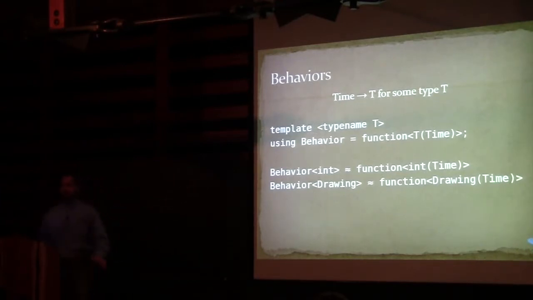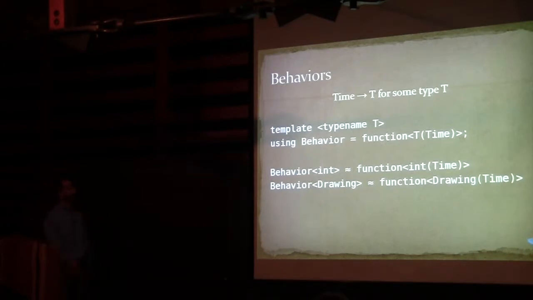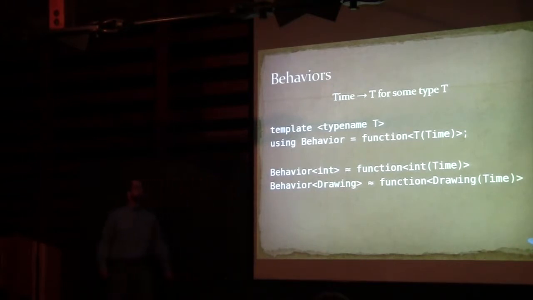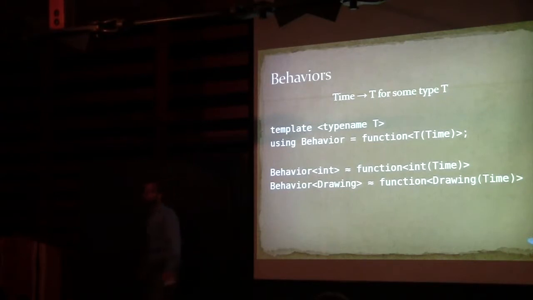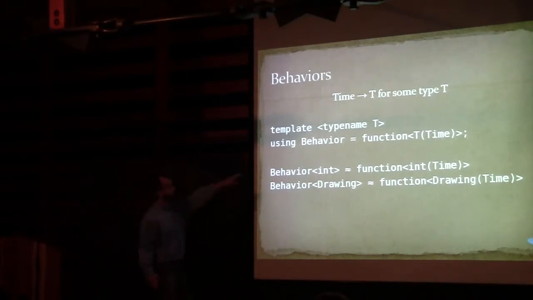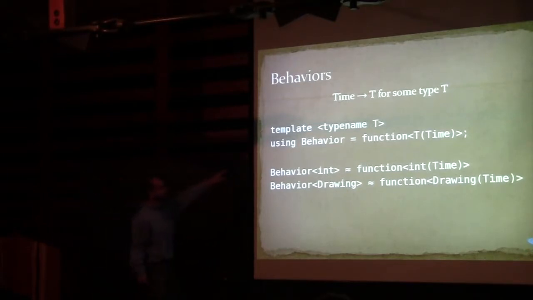A behavior is a function from time to some type t, period. A function from time to some type t. So here we use this expression to say that behavior is equal to a function of time. Now, we don't actually implement it like this. This is our mental model. The implementation is different, but we don't have to think about the implementation when we're working with these programs. We can just assume that it's like this.